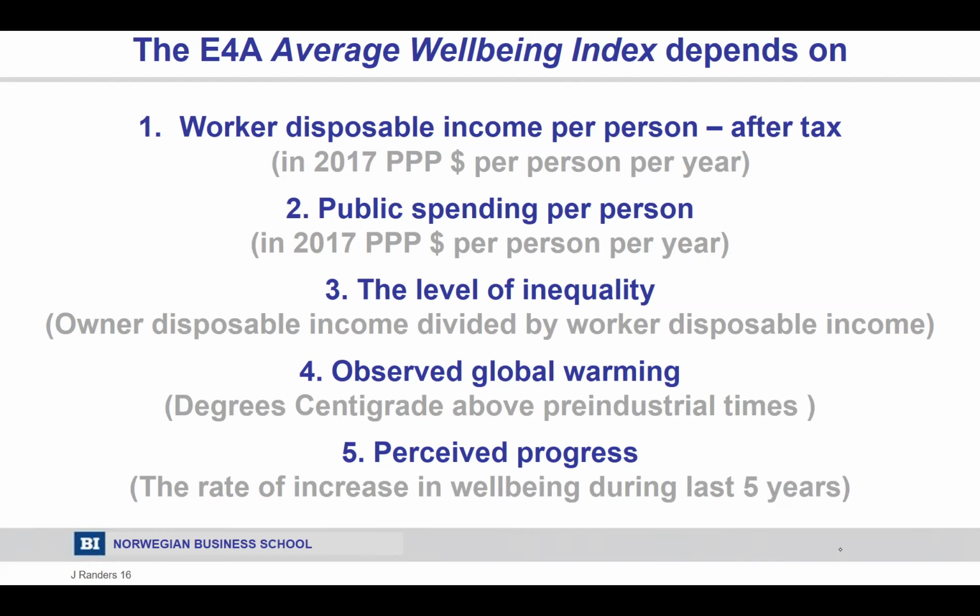The third one, chosen by We All reasonably, is inequality. So clearly, an unequal society is less happy than an equal society. And the way we measure inequality in the model system is to take owner disposable income after tax and divide it by the worker disposable income after tax. So you get the ratio between the owners and the workers.